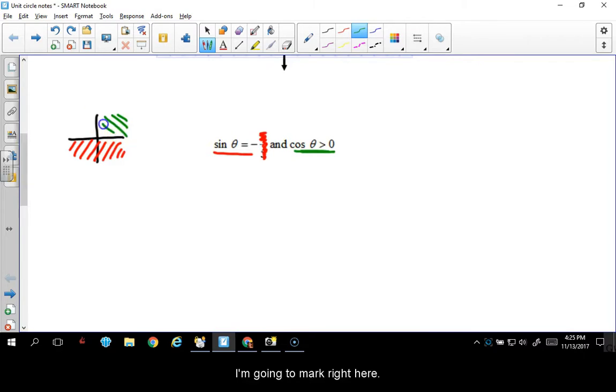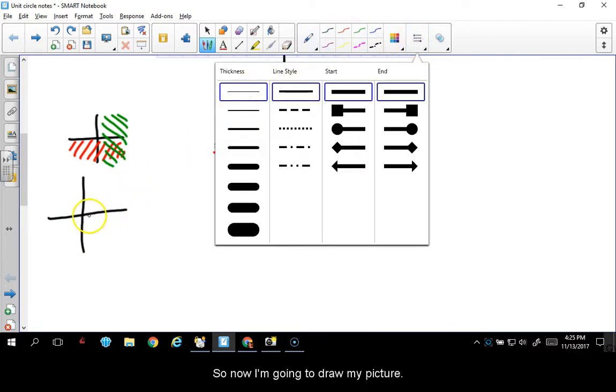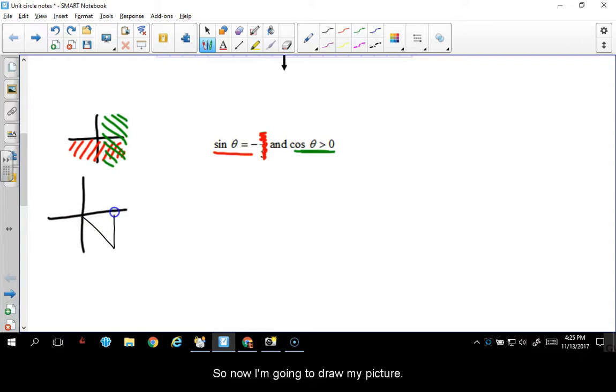So I'm going to mark right here. They overlap right here in the fourth quadrant, so that's where I'm located. That's all I'm doing right now, is to figure out which quadrant I'm drawing my picture in, okay? So now I'm going to draw my picture. I always draw out from the origin and to the x. Any other way is wrong.